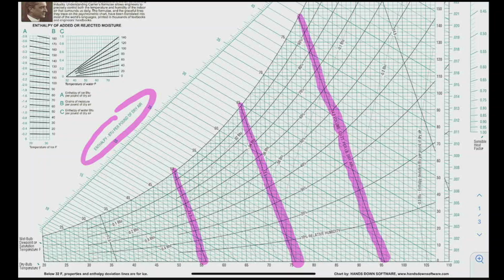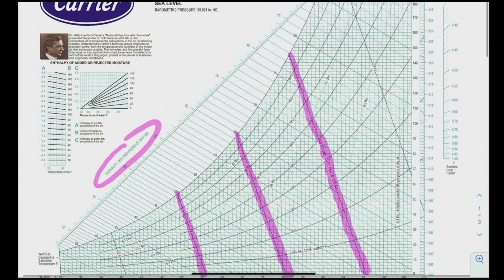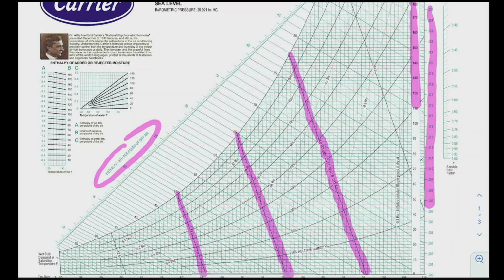There is other information on the chart. It's not relevant to the questions that we're asking in this particular exercise, but you can calculate, for instance, pounds of moisture per pound of dry air, grains of moisture per pound of dry air, and that's on these scales here. You can just move from left to right and intersect this far right vertical line to calculate how much actual measurable moisture is in air.